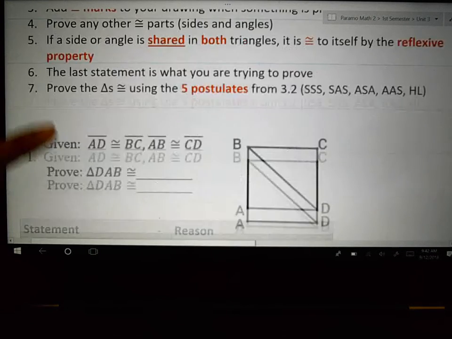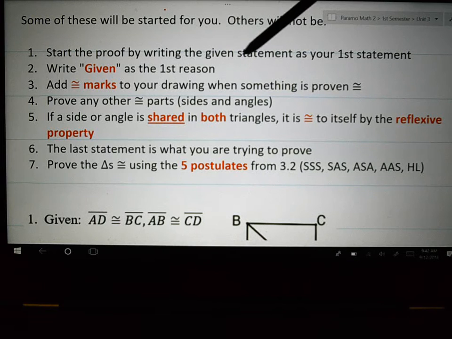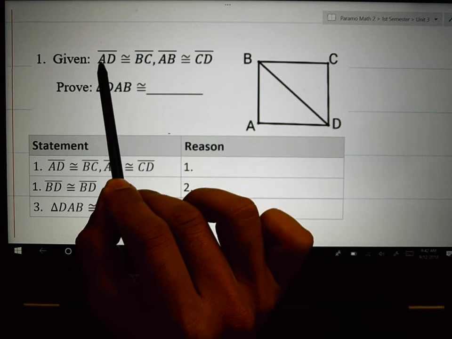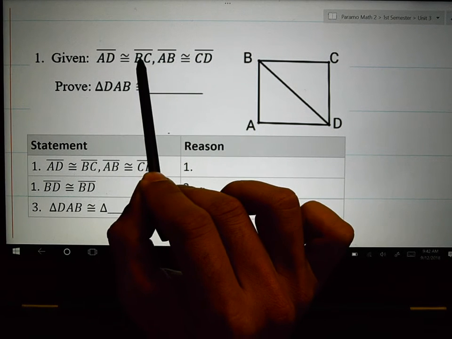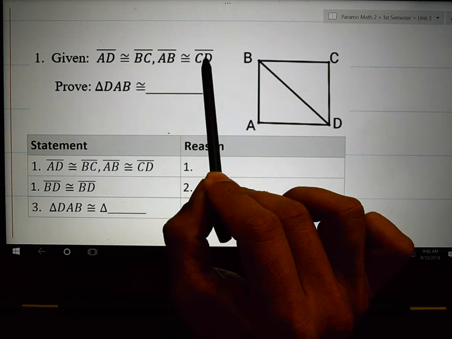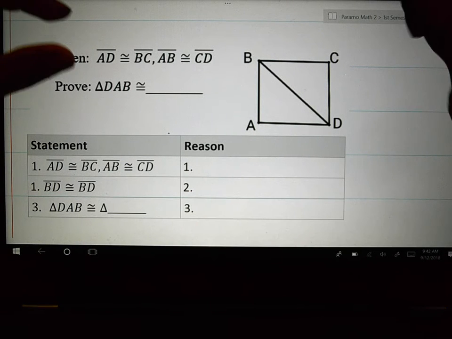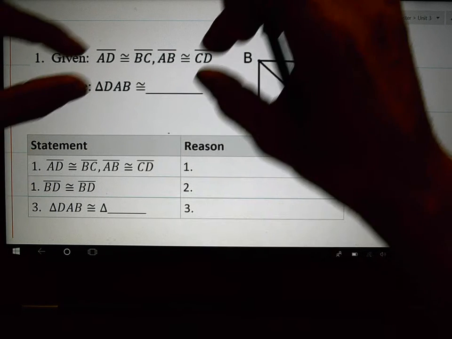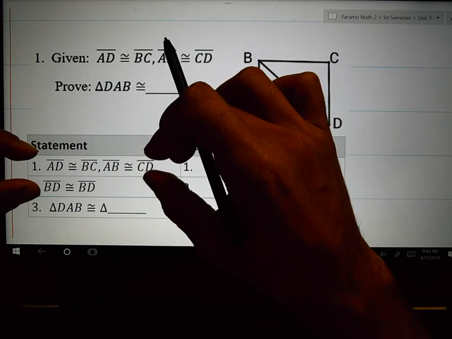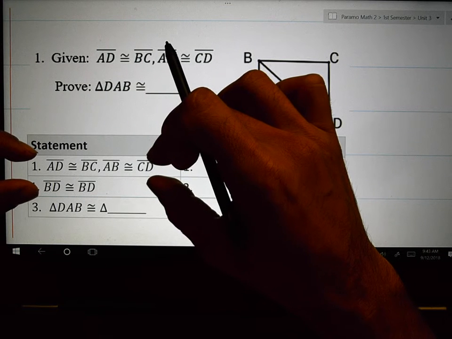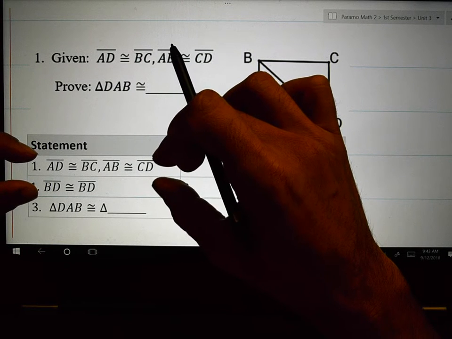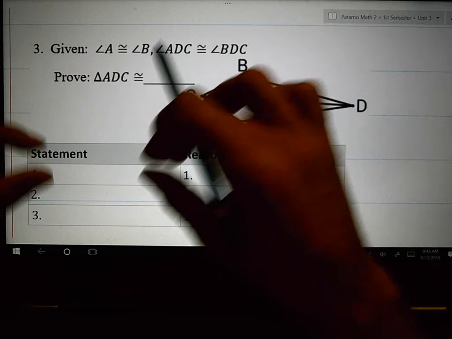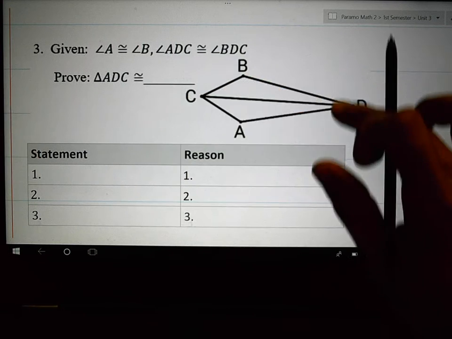So the first thing that we do is we write the given statement as your first statement. What is given to us? Segment AD is congruent to BC and segment AB is congruent to segment CD. That's what's given to us. The first step is we take this information and we write it as our first statement. Guess what they did? They already did that for us for our first statement. They've done number 1 for us. When you get to number 3, you should know what's going to go into that first box because of what's given.